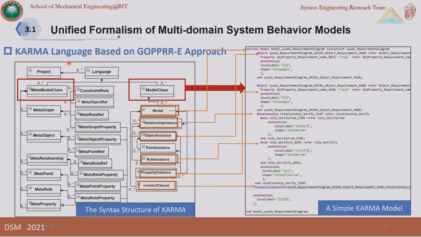The semantic modeling language Comma is developed based on the GeoPPRE meta modeling approach, as shown in the left figure. The syntax structure of Comma is designed according to the GeoPPRE approach. It uses meta model classes to describe GeoPPRE meta models, and it uses model classes to describe GeoPPRE instances. A simple Comma model is described by a model class, as shown in the right figure.